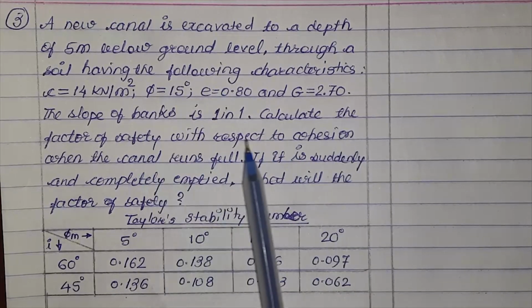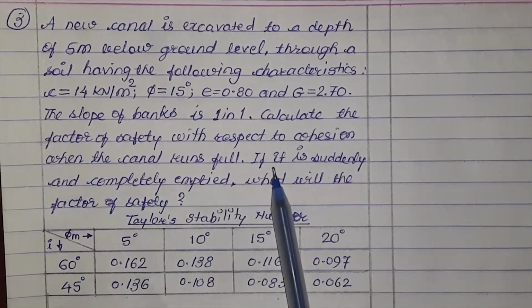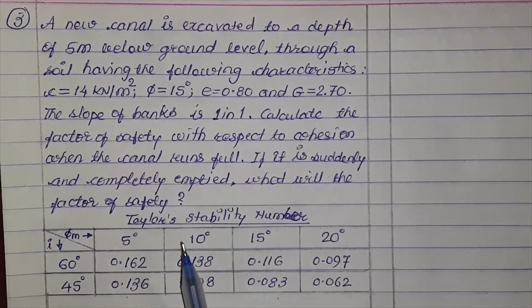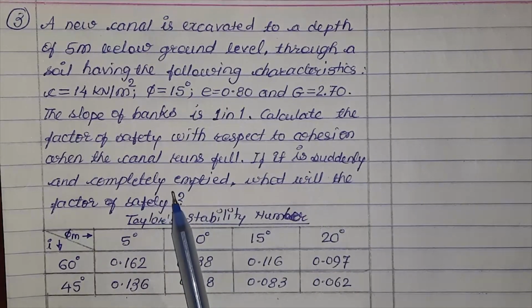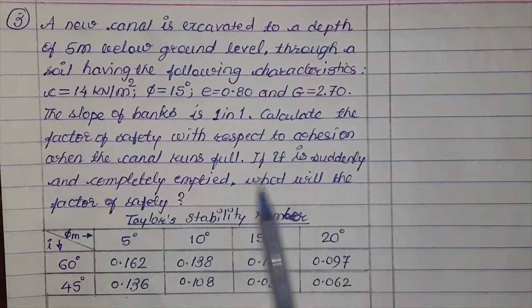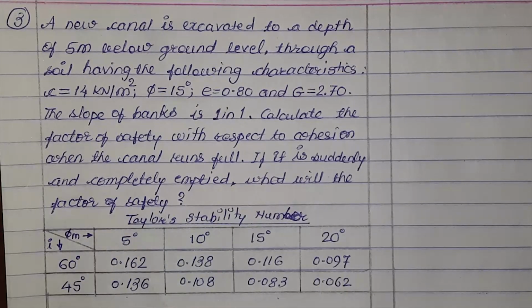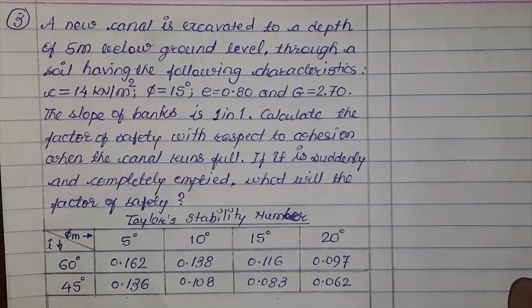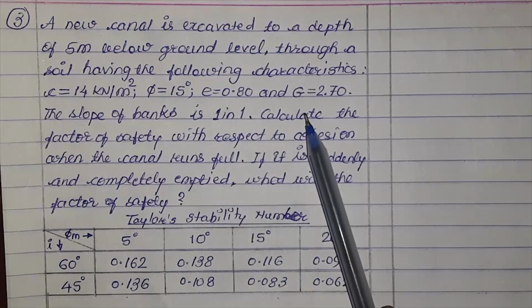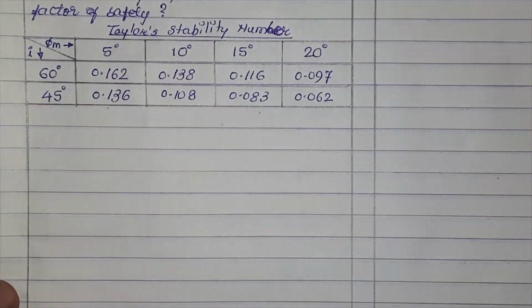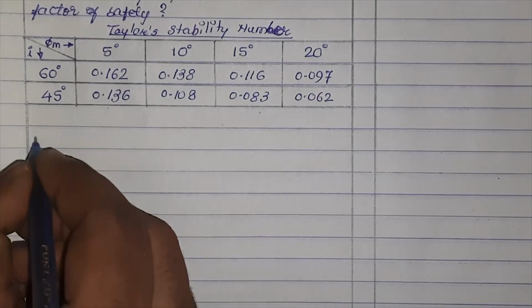Calculate the factor of safety with respect to cohesion when the canal runs full. This is condition 1. In condition 2, when there is sudden and complete drawdown, that is, when the canal is suddenly and completely emptied, what will be the factor of safety? This is condition 2. So for these two conditions, we have to find out factor of safety. Our first objective is to get the value of unit weight with the help of properties mentioned here. Here we have to find out unit weight of the soil in saturated and submerged condition. Let us find it out.